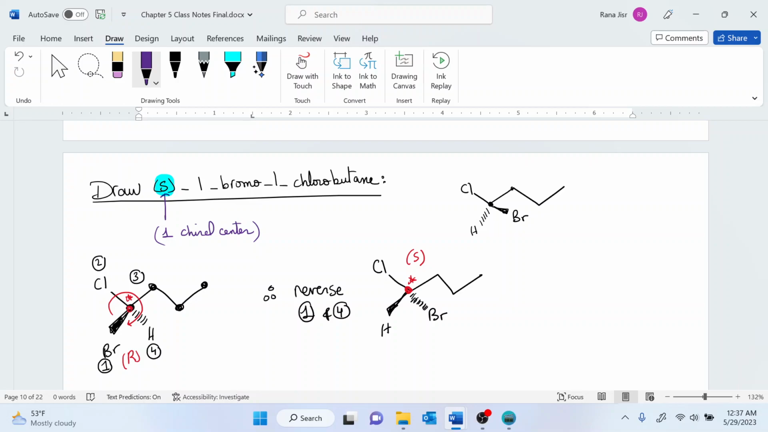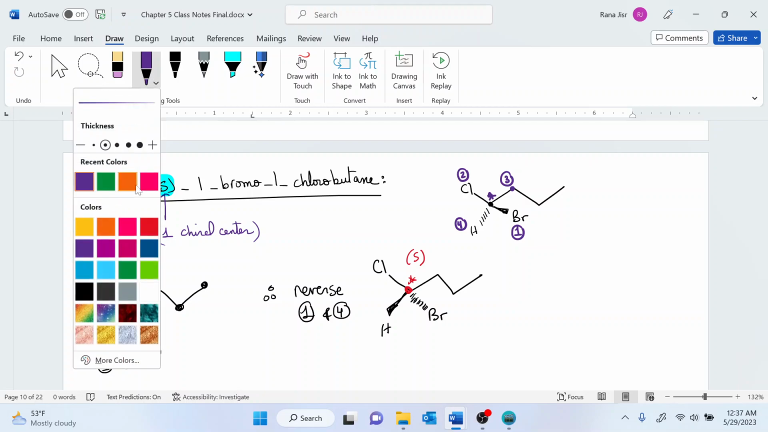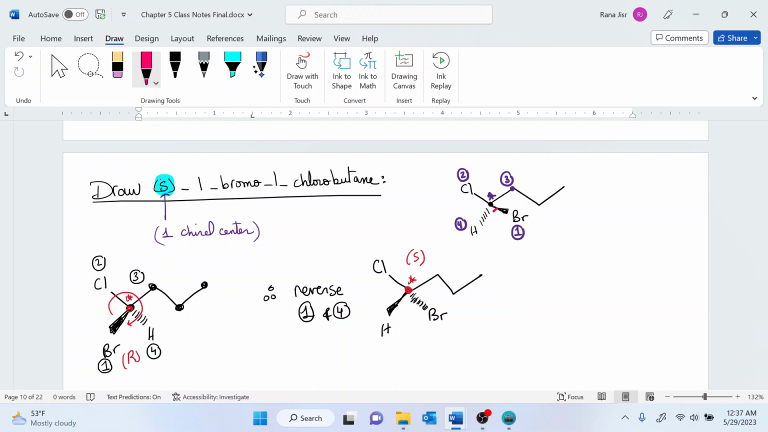Now we're going to go ahead and get the configuration and see if we get the S configuration. So on this chiral center here, we have a chlorine and we have a bromine. Bromine is a higher atomic number, so bromine is going to be the first priority. Chlorine is going to be the second. Definitely the carbon is going to be the third, and the hydrogen is going to be the fourth. And I'm going here by 1, 2, and 3, and that is going to be an R configuration. I don't want the R, I want the S.